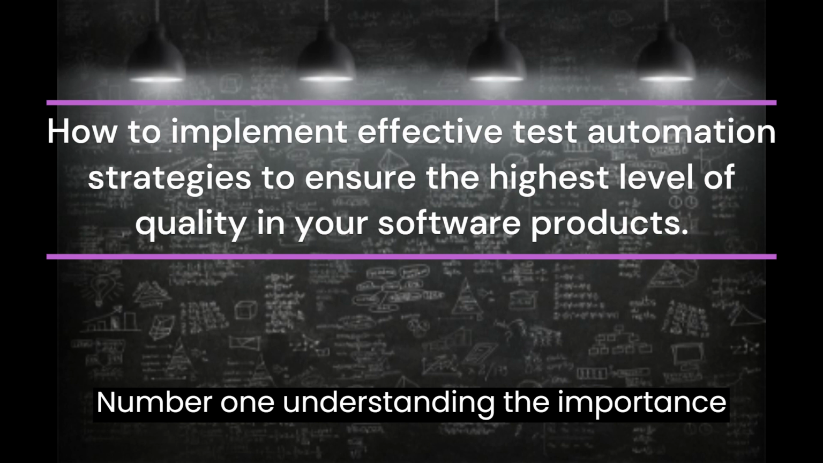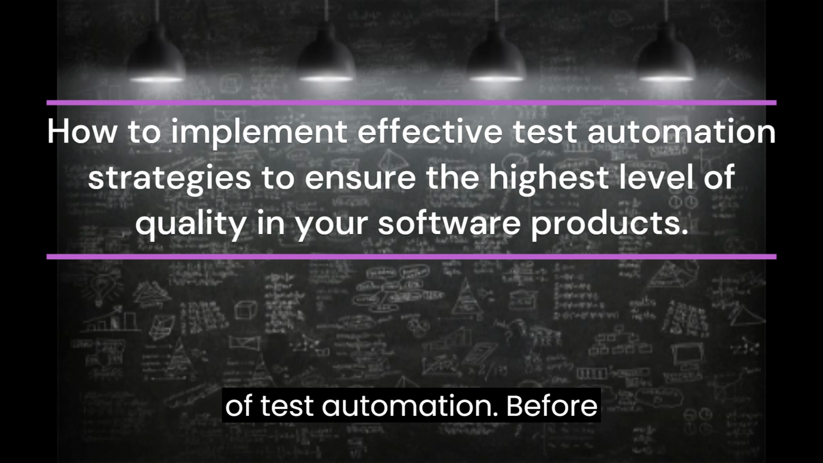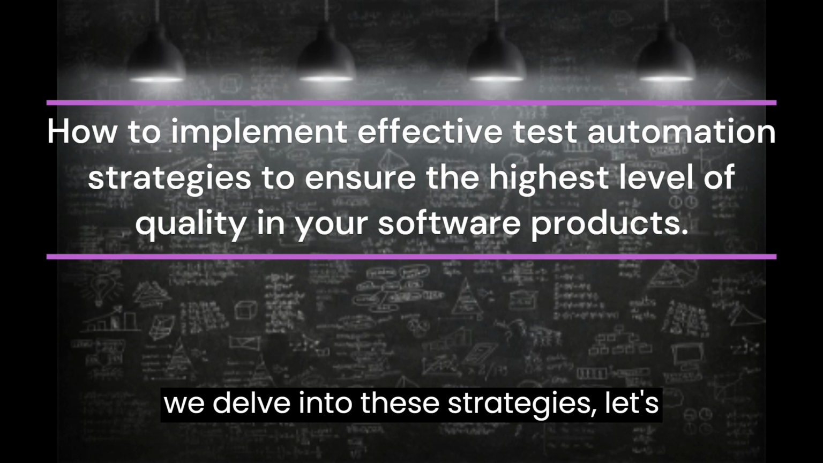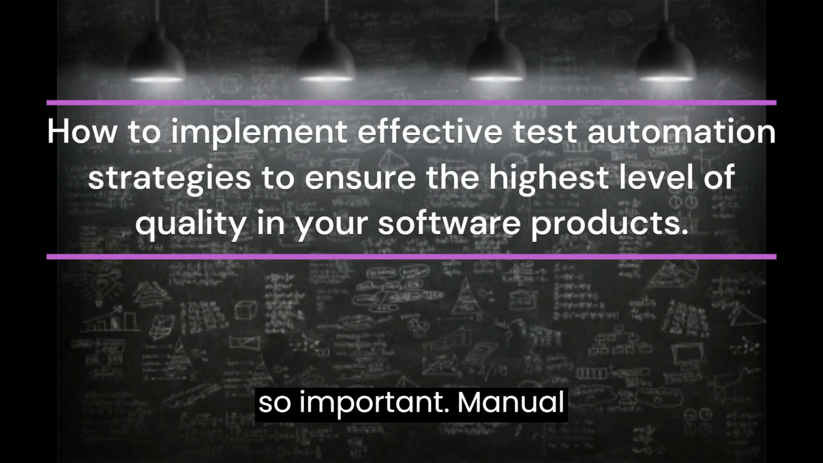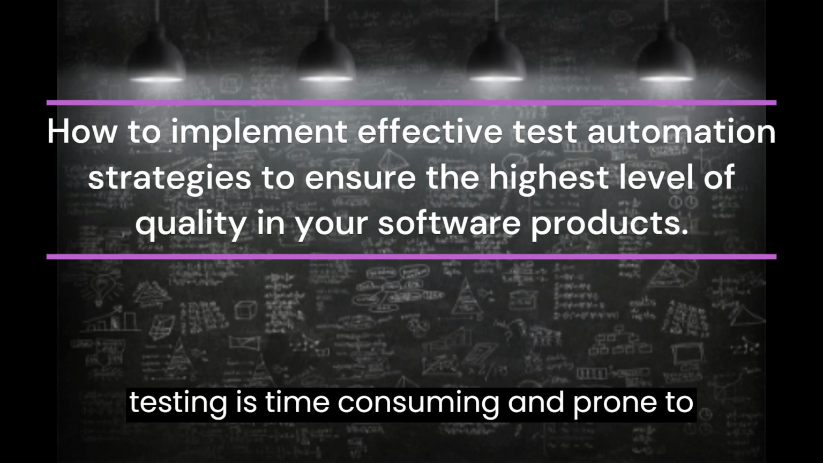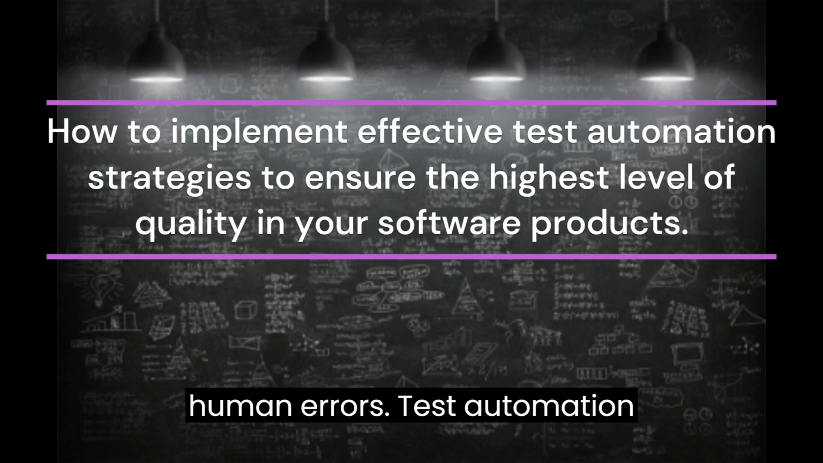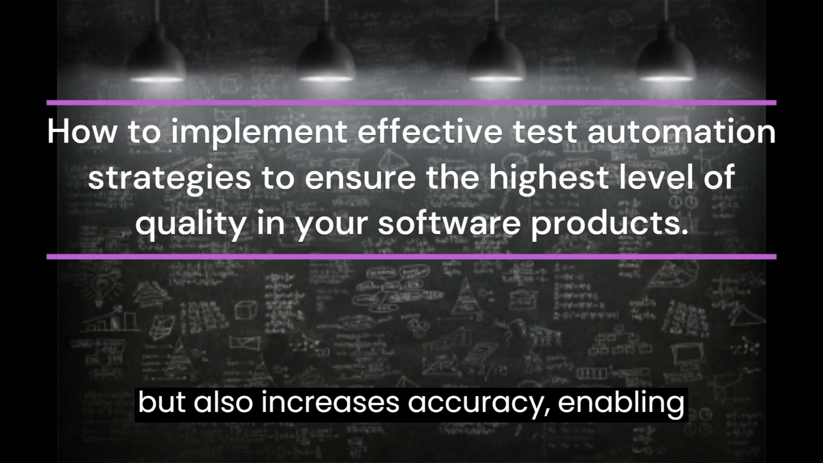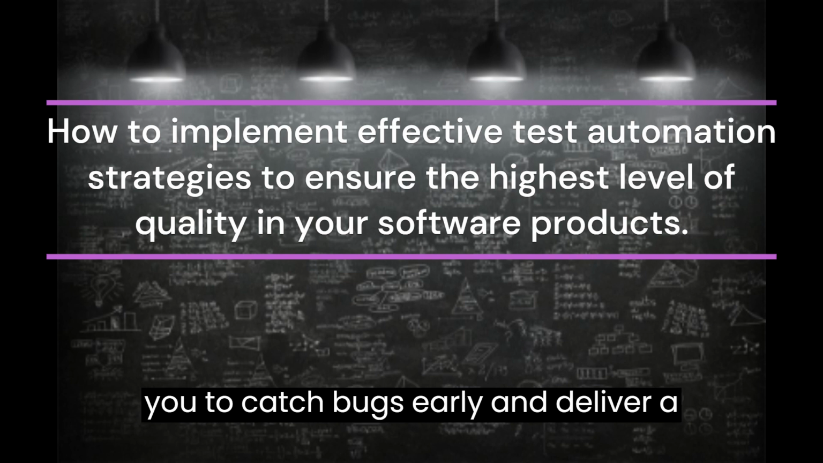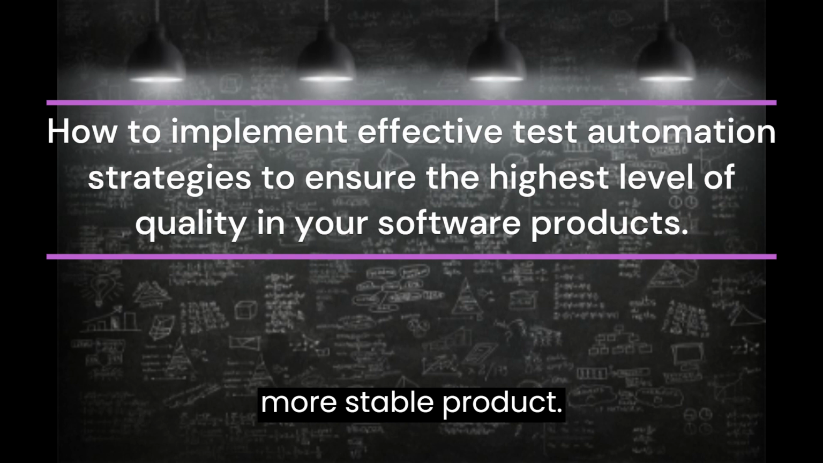Number 1. Understanding the importance of test automation. Before we delve into these strategies, let's quickly touch upon why test automation is so important. Manual testing is time consuming and prone to human errors. Test automation not only accelerates the testing process but also increases accuracy, enabling you to catch bugs early and deliver a more stable product.